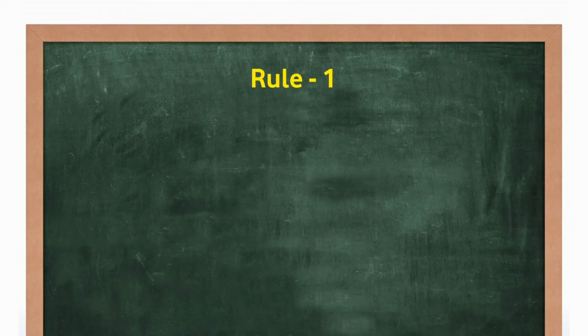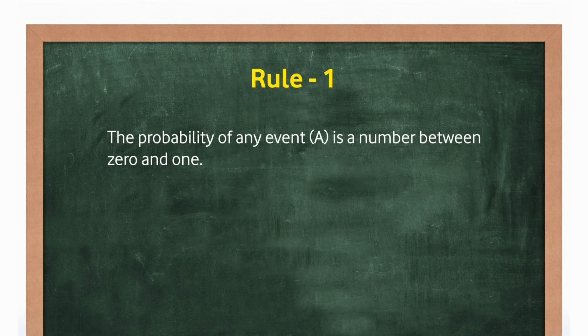So the probability rules are ten in number, and we are going to talk about them, and then we will switch over to some good examples which can support the rules. Probability rule number 1: the probability of an event A is a number between 0 and 1, and it can be expressed by the equation 0 is less than or equal to P(A), which is less than or equal to 1.